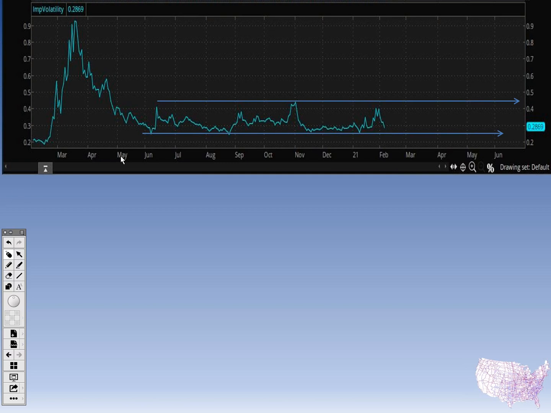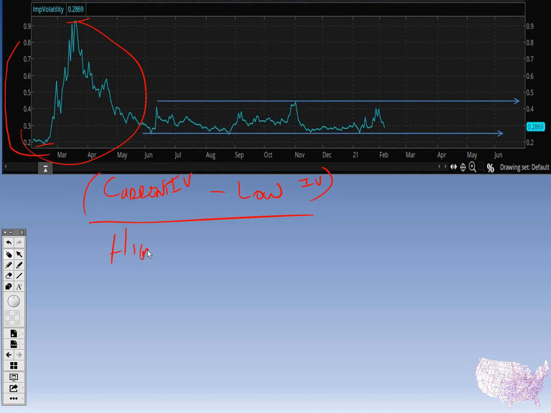All right, so we already saw that TOS takes into account this high and low. I want to take that out of the equation. So if you really want to dig into the minutia of the math around this and figure out an exact line, you can take the current IV minus the low IV, take that sum and divide it by the high IV minus the low IV.